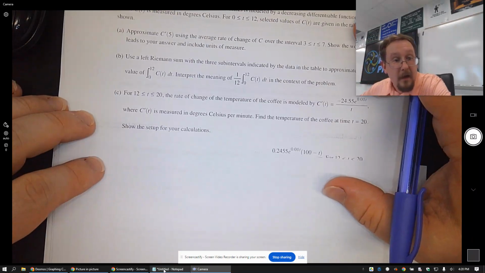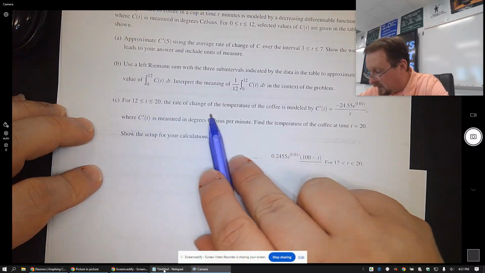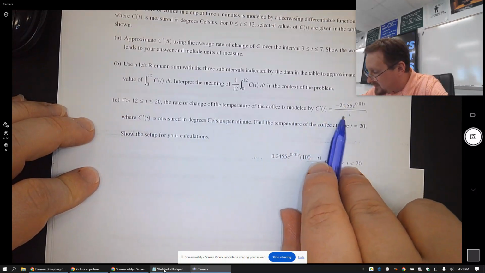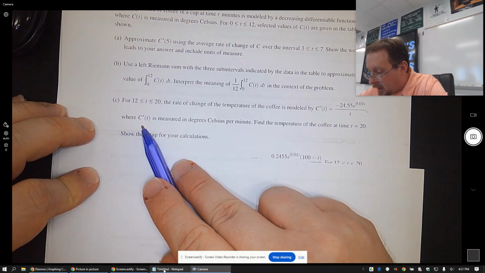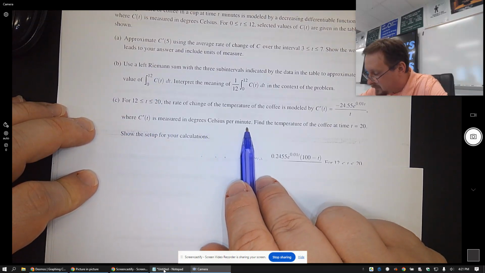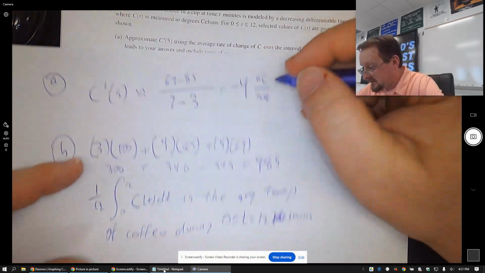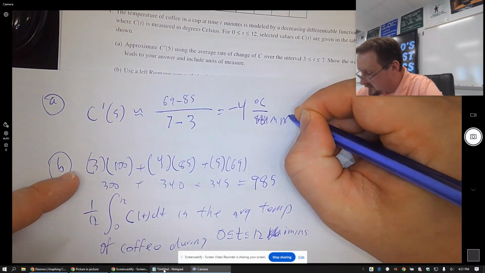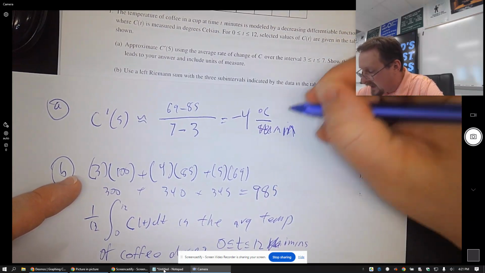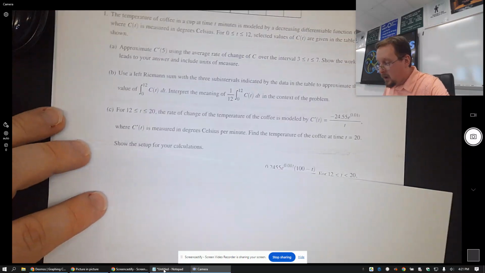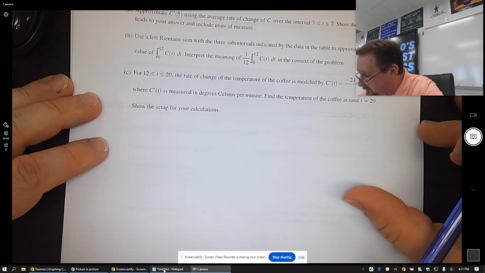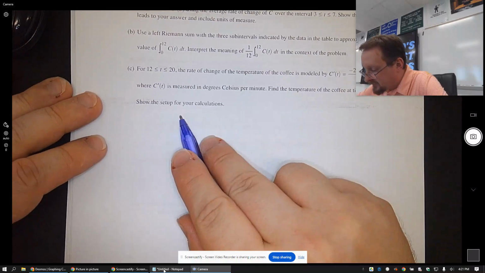All right. For 12 to 20, the rate of change is now this stuff, in degrees Celsius per minute. Oh, shoot. That means this is degrees Celsius per minute, not degrees Celsius per second. Thanks, AP Calculus, for telling me the answer later on. Okay. Find the temperature of the coffee at time 20. Show the setup of your calculations.